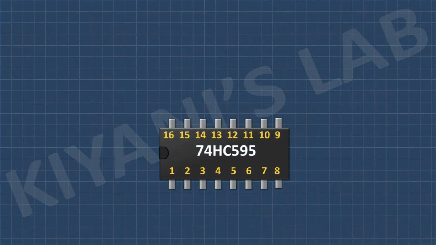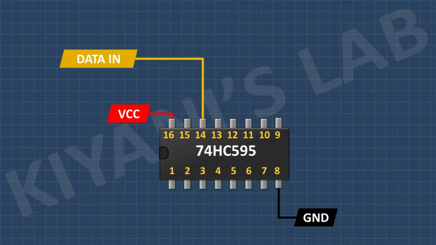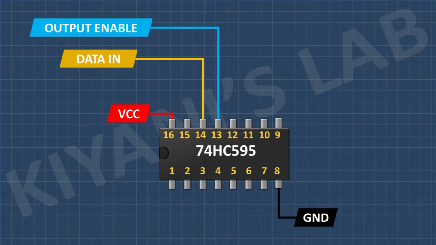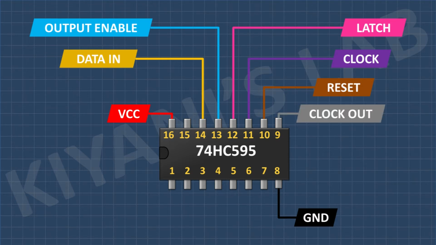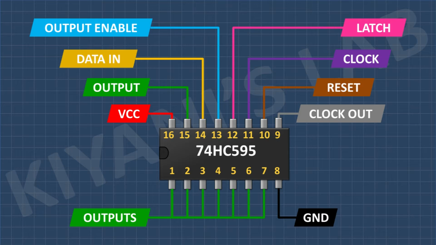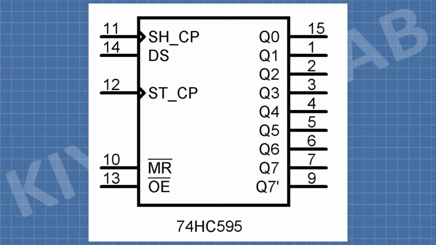Let's see the pin configuration of the IC. So this is the IC, it has 16 pins. Pin number 8 is the ground pin and pin number 16 is the VCC pin. Pin number 14 is the data in pin, pin number 13 is the output enable pin, pin number 12 is the latch pin, pin number 11 is the clock pin, pin number 10 is the reset pin, and pin number 9 is the clock out pin. All the remaining pins are the output pins. This is the symbol of the 74HC595 chip.